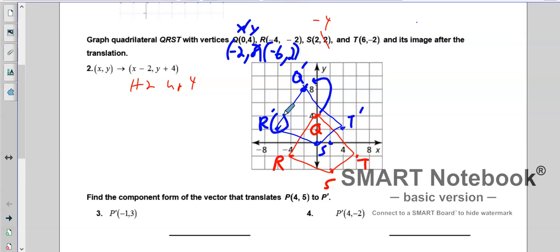All right? 2 minus 2 is 0. -4 plus 4 is 0. So that's why it ended up at the origin. And 6 minus 2 is 4, and -2 plus 4 is 2. So that's another way to do it, mathematically. You do what is best for you.